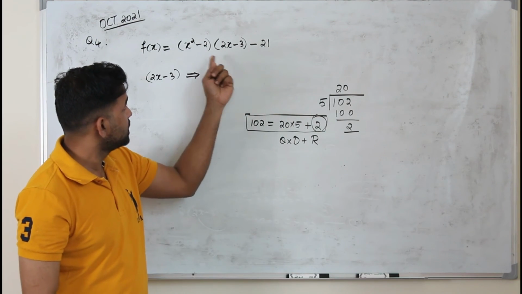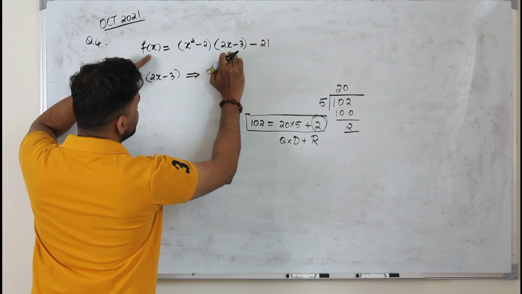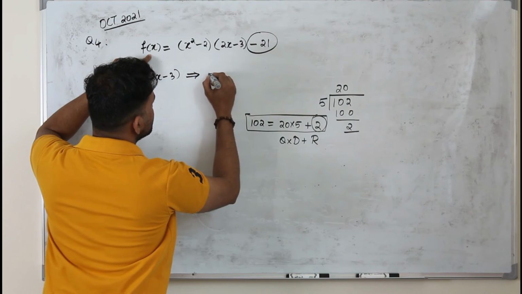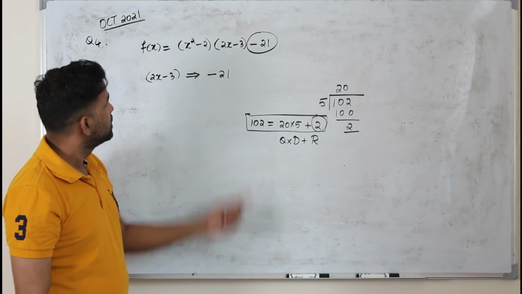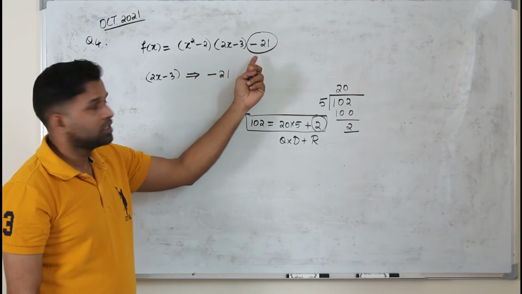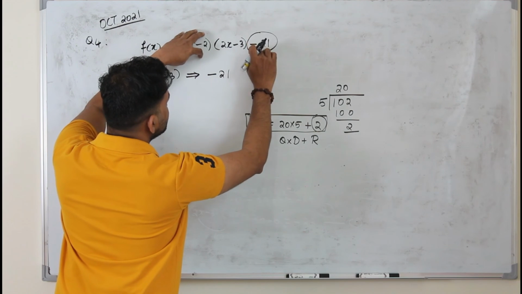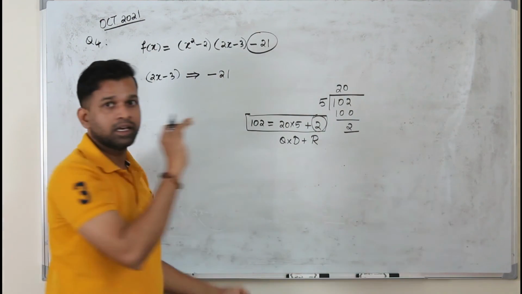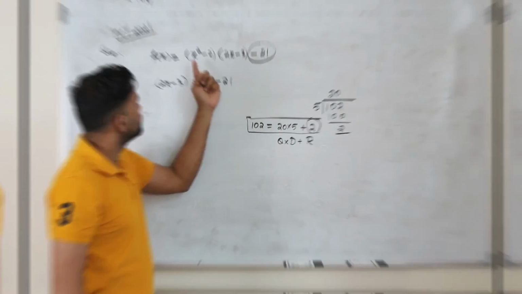The same goes here. When the function is divided by 2x minus 3, the remainder is just minus 20. You can straight away write this answer. So whenever you are given a function in this form, multiplication of two factors plus or minus another number, the number here will be the remainder when the function is divided by either one of these factors.